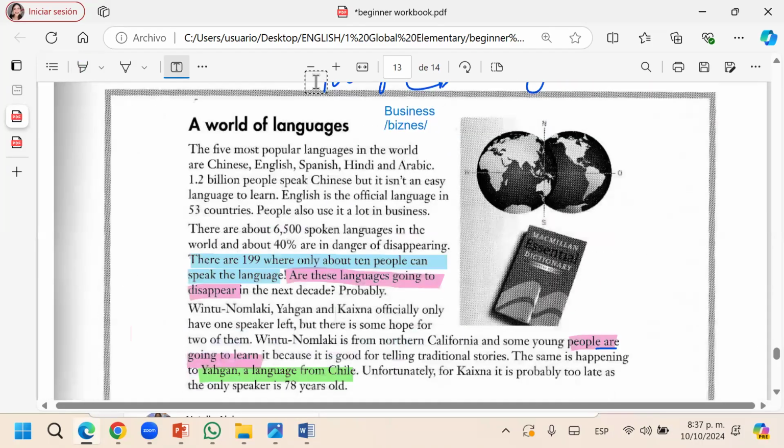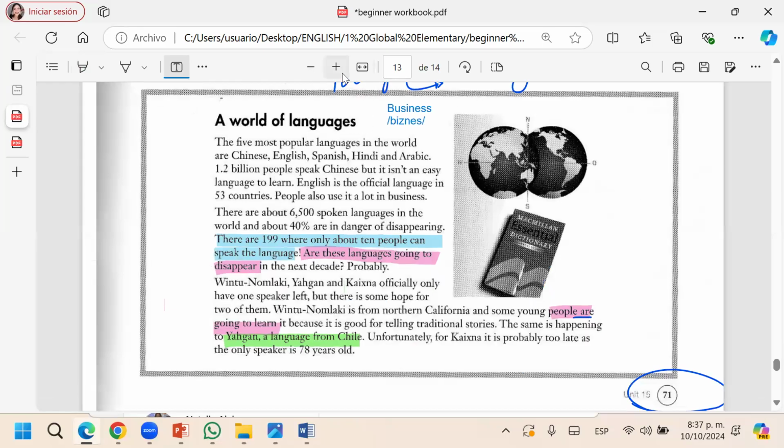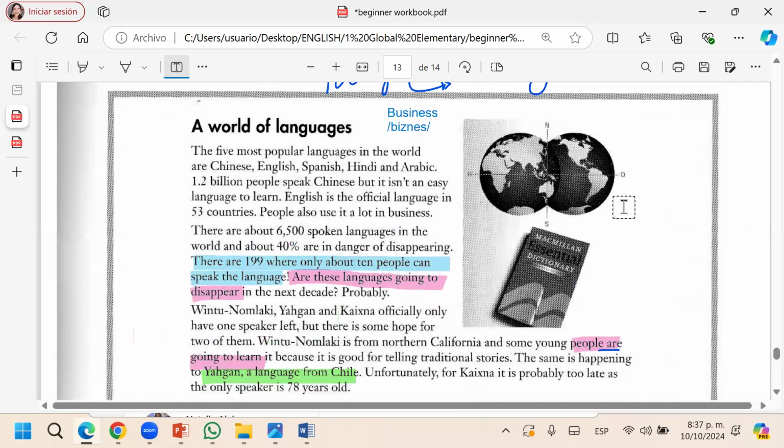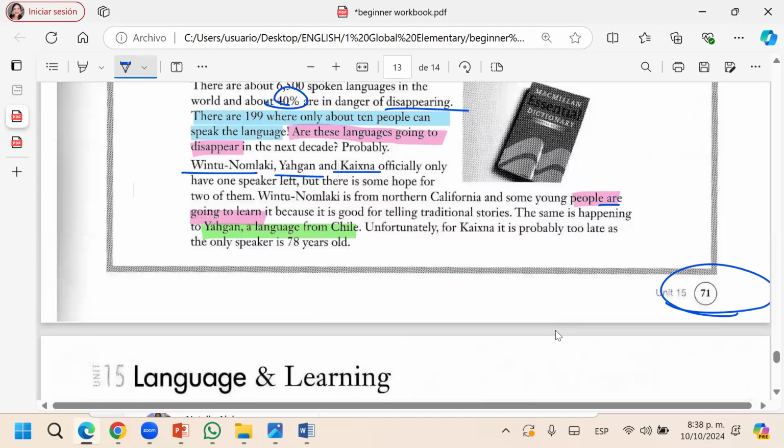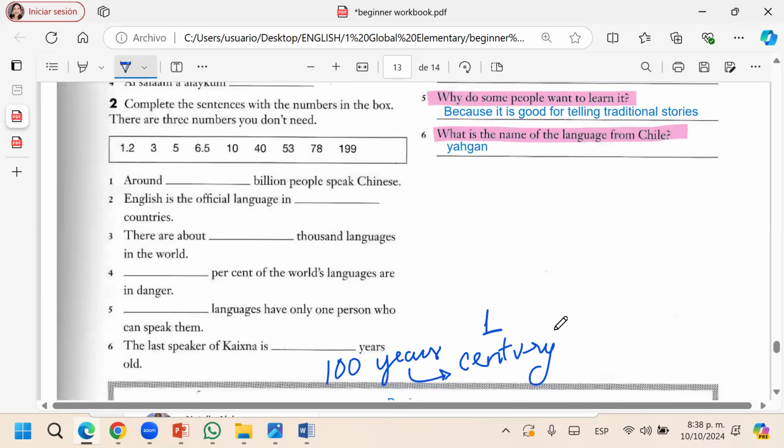O sea, cuando leemos un párrafo, no importa si no entendemos todas las palabras. Lo más importante es entender la idea del párrafo. ¿Okay? Es normal que no conozcan todas las palabras. Lo importante aquí es entender, saber de qué estamos hablando. The languages, the Spanish, English, that they are going to disappear, the 40% of the languages in the world. Wintunomlaki, Yagan, Kaixna. That's what the paragraph is talking about.